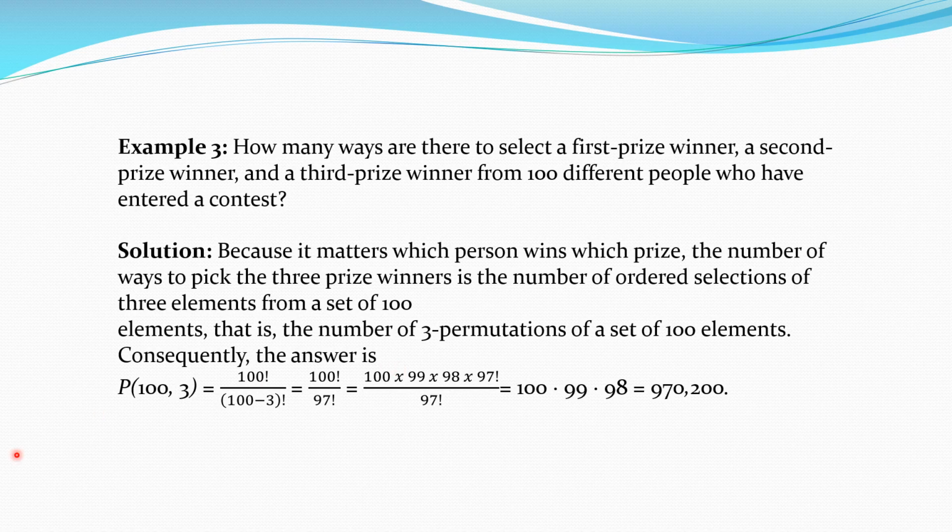So it is P(100,3). By formula it is 100 factorial upon (100 minus 3) factorial, which is 100 factorial upon 97 factorial. Now as 100 factorial is bigger than 97 factorial, we express 100 factorial in terms of 97 factorial as 100 into 99 into 98 into 97 factorial upon 97 factorial. So we can cancel 97 factorial. So the answer is 9,70,200.